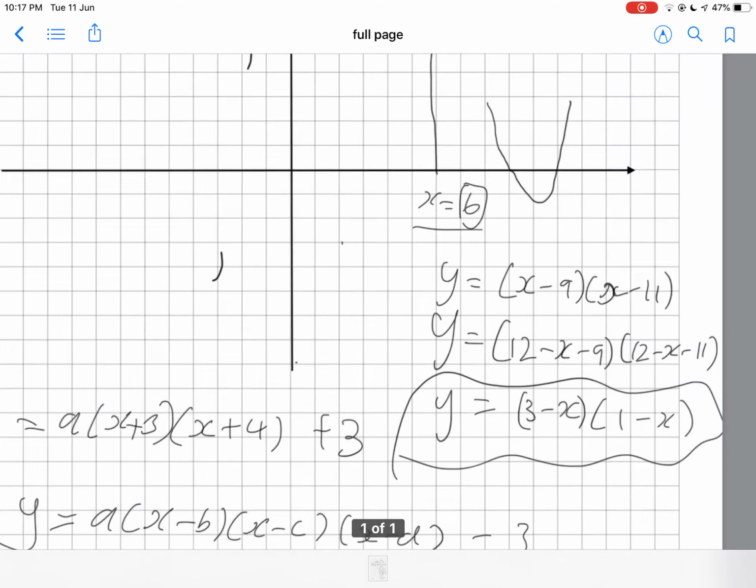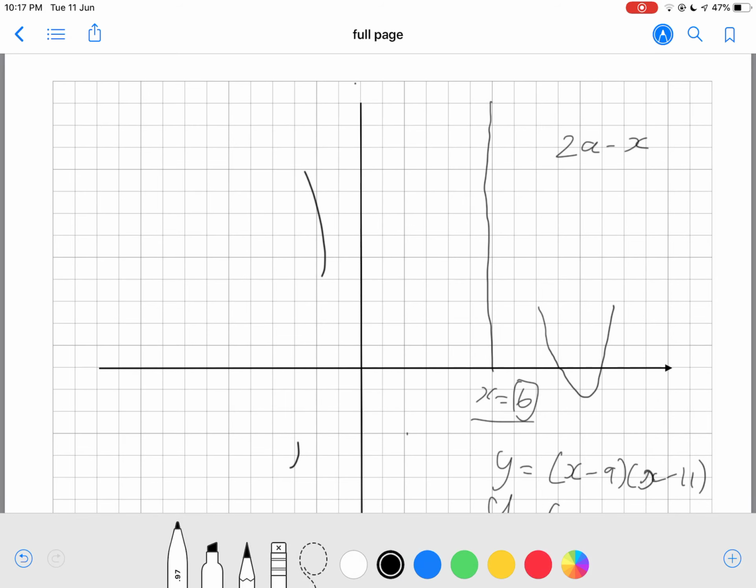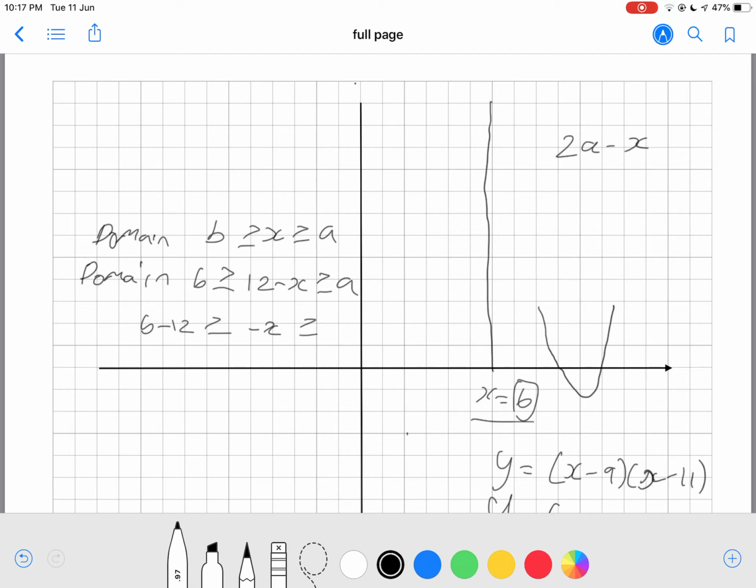And how will our domains change? Once again, we're just replacing x in our domain with 2a minus x. So how will it change? We'll use a and b again, so a to b is our original domain. We'll just replace x with 2a minus x, so that becomes b, we have 2a minus x, so 12 minus x. We move the 12 to the other side, so b minus 12, negative x, and a minus 12.